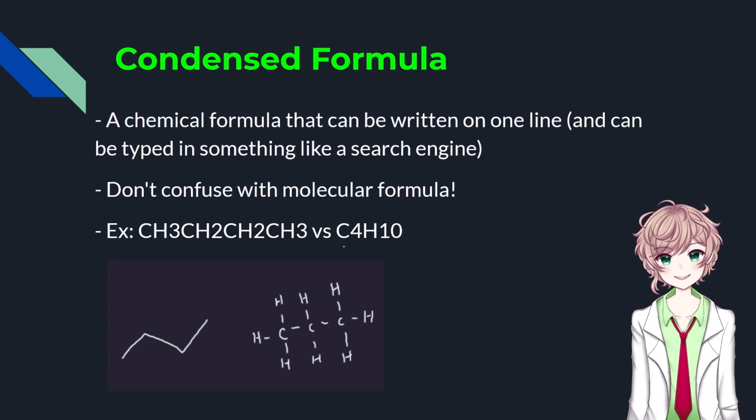This would be an example of a molecular formula. It could be written down in a single line, but it's very limited in its structural information. It tells us how many carbons there are, how many hydrogens there are, but this could be literally so many different types of structures. So it's important to distinguish between the 2.